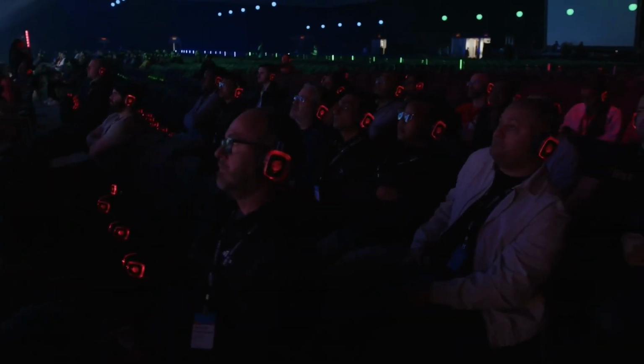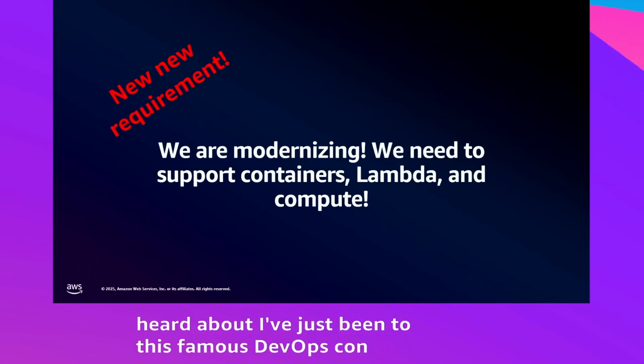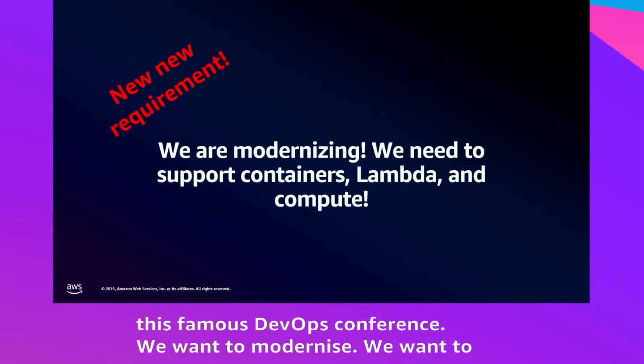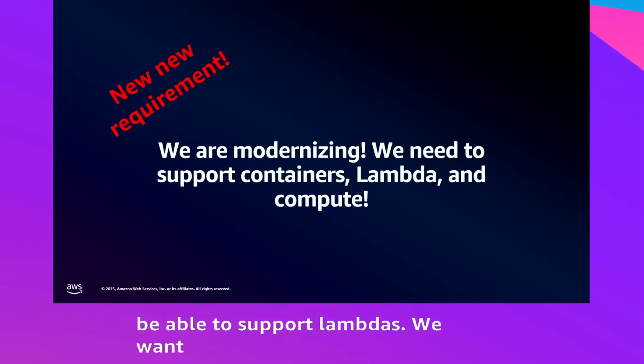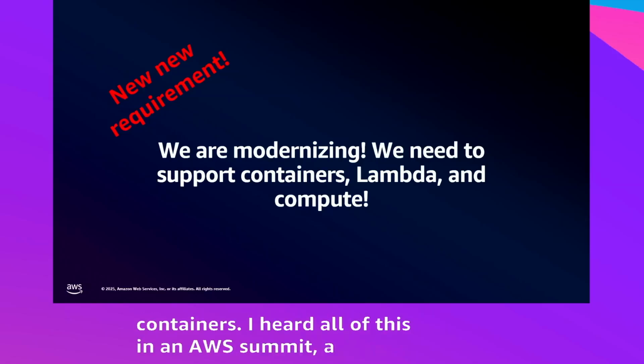And then we evolve over time with this. The boss comes back in, he goes, well, I've just been to this famous DevOps conference. We want to modernize. We want to be able to support Lambdas. We want to be able to support containers. I heard all of this at an AWS summit, and I want to be able to put in these. So again, they come back, we look at our architecture, and we've realized actually we've built a reasonably good pattern.